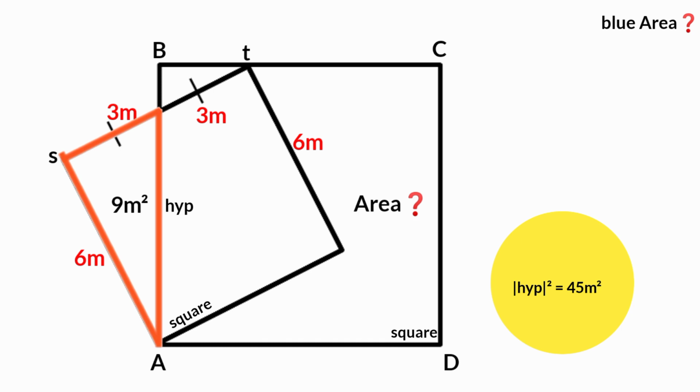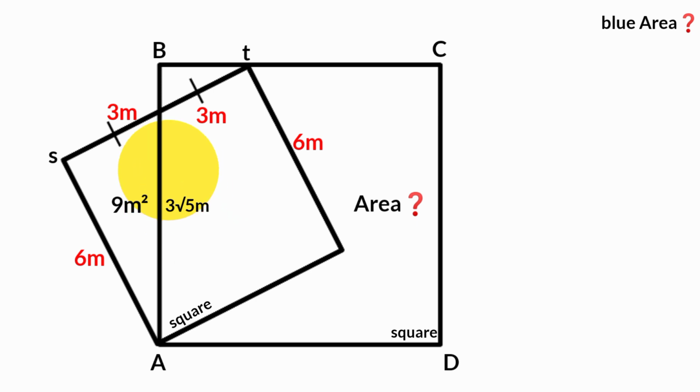Taking the square root of both sides, here square cancels square root, and here the square root of 45 meters squared. Since 45 meters squared is the same as 9 meters squared times 5, now that is the square root of 9 meters squared times the square root of 5. Square root of 9 meters squared is 3 meters, and 3 meters times root 5 is 3 root 5 meters. So this hypotenuse is 3 root 5 meters.